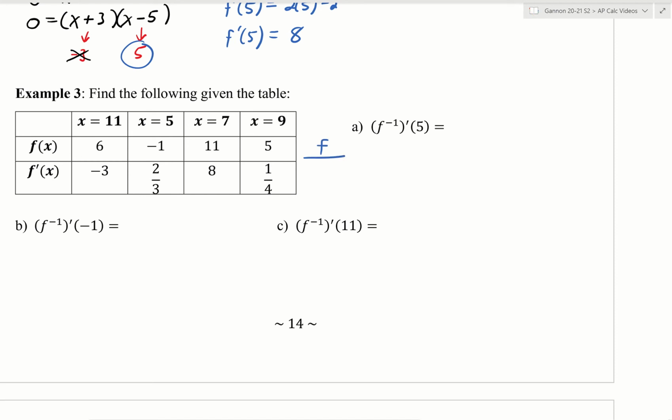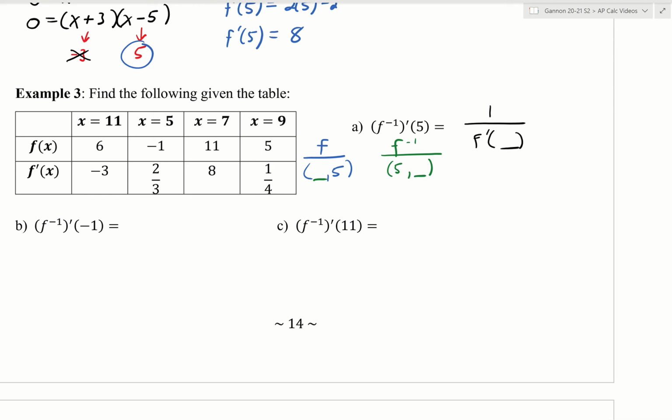For part A, we want to find the derivative of the inverse at 5. That means that we're looking for the output of the function to be 5, and the inverse has an input of 5. So this becomes the important value that we need, because the derivative of the inverse at 5 is going to equal 1 over the derivative of the function at whatever that output value is. So you got to look at the table and look at the information you're given.